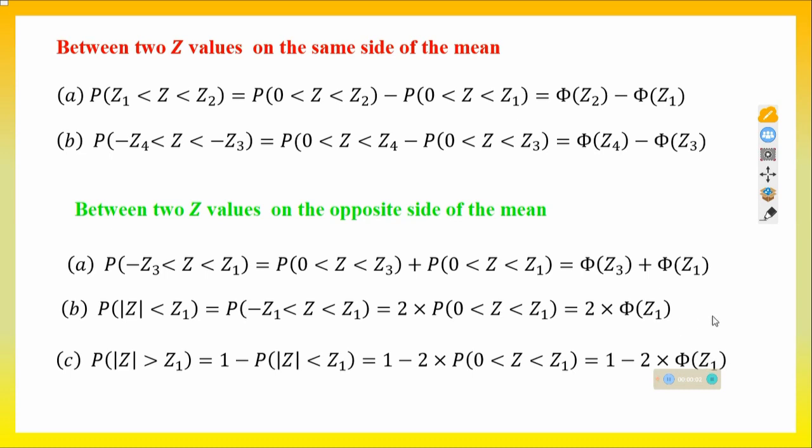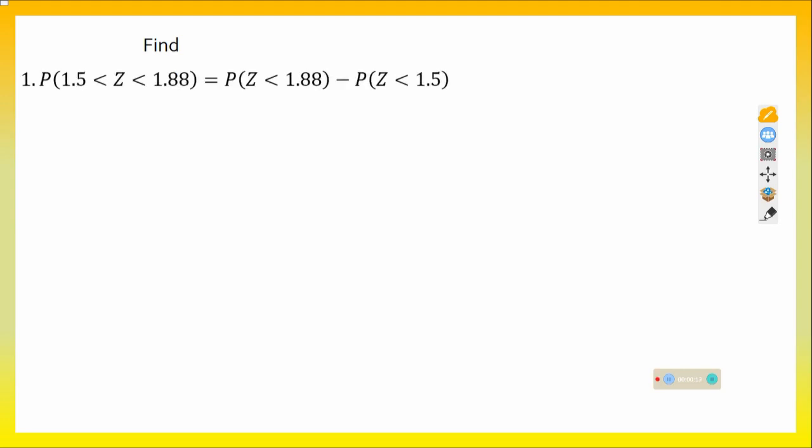Let us now look at some examples and apply what we have so far covered. In our first example, we shall look at the probability of 1.5 less than z less than 1.88. As I said, we need to first manipulate that given expression to be of that form, that is p of z less than 1.88, this one here, minus p of z less than 1.5, this one here.